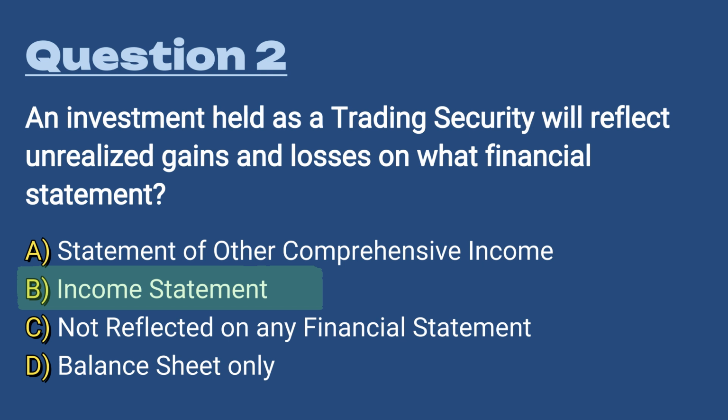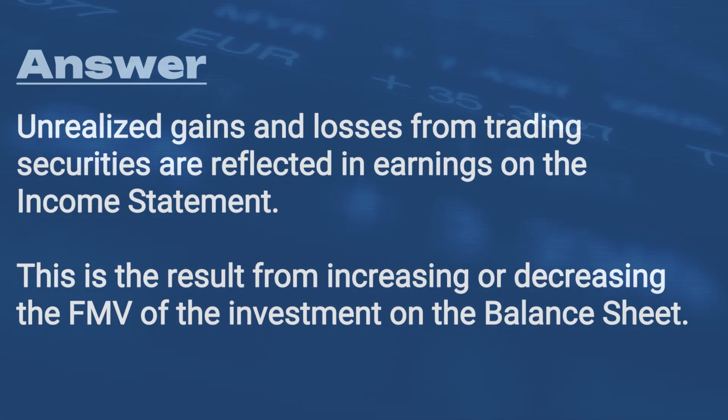The answer is B, the income statement. Unrealized gains and losses from trading securities are reflected on the income statement. This is the result from increasing or decreasing the fair market value of the investment on the balance sheet.